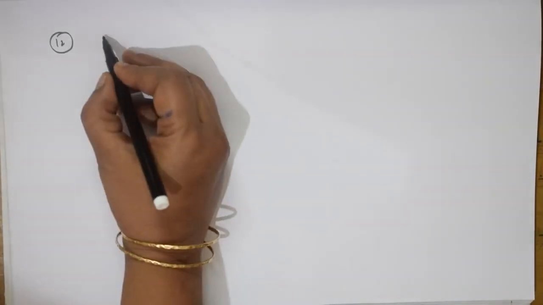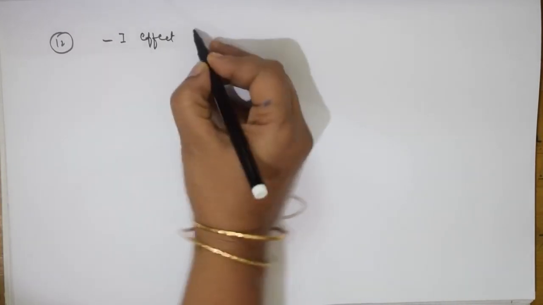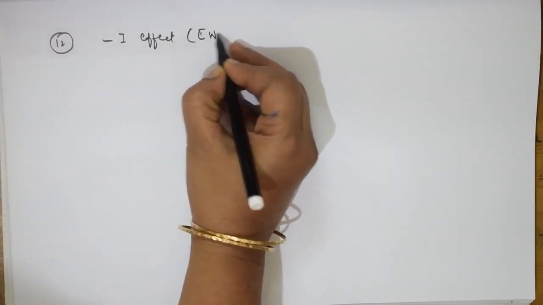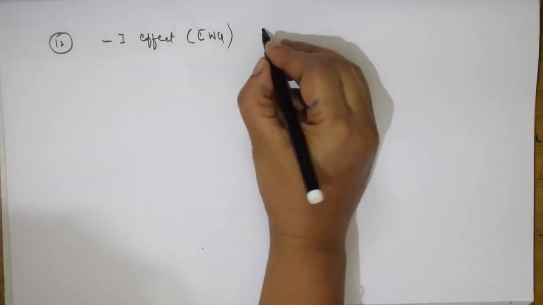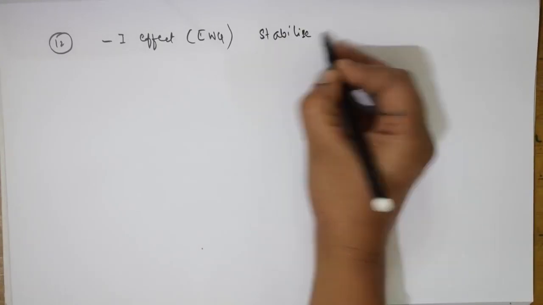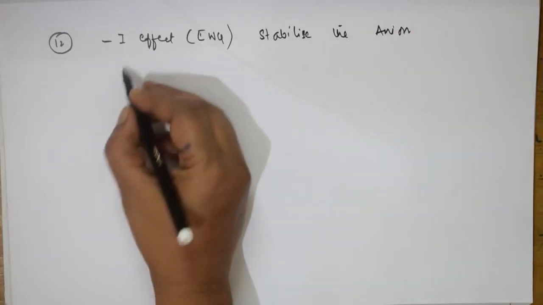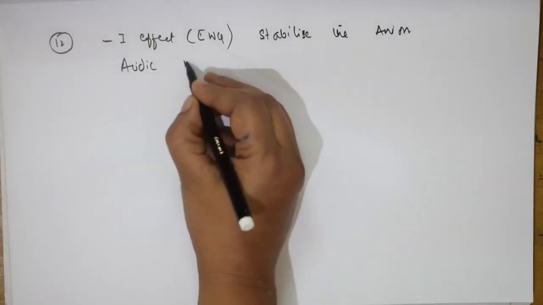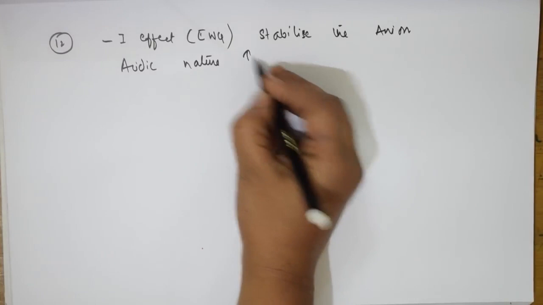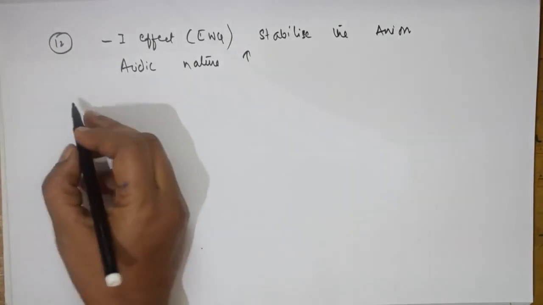Now, next one, 12th concept which you should remember. As I said, minus I effect. What does this mean? This is nothing but EWG groups, isn't it? Right. If you have EWG groups, they stabilize the anion. When they stabilize the anion, what will happen to the acidic nature? Acidic nature increases. Remember this. If EWG groups are present, acidic nature increases.